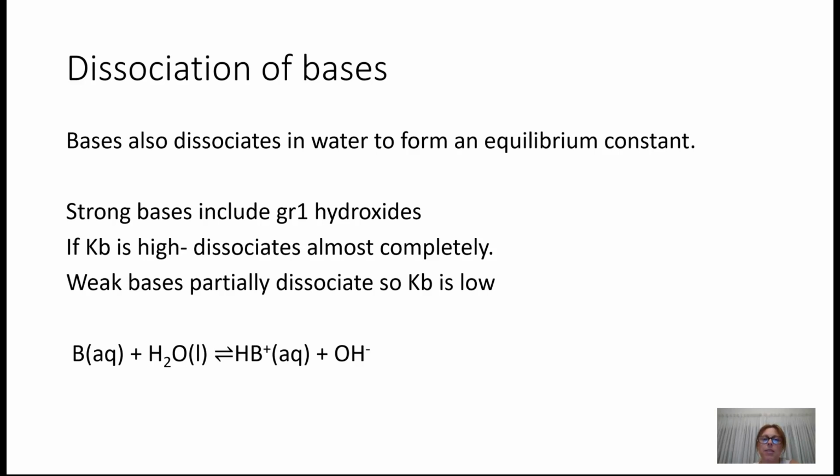Now we can apply a similar principle to the dissociation of bases. Our bases also will dissolve in water to form an equilibrium constant. Our strong bases are usually hydroxides of the group 1 metals, so sodium hydroxide, lithium hydroxide, and so forth. If the Kb is high, again, it means it's dissociating almost completely. If our Kb is quite low, that means it is not dissociating as much, and it's a weaker base. The smaller the number, the weaker the base.